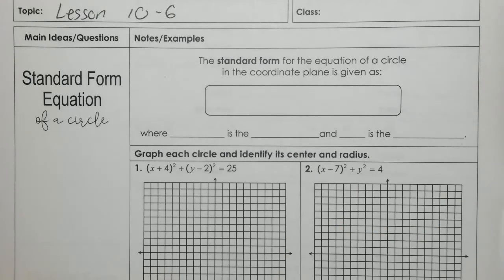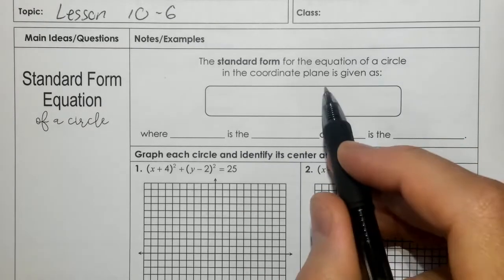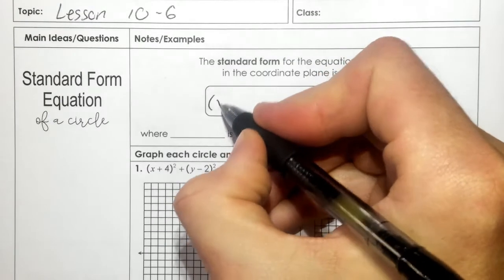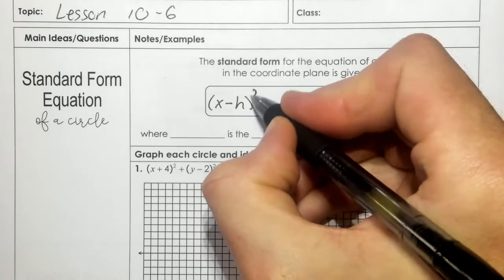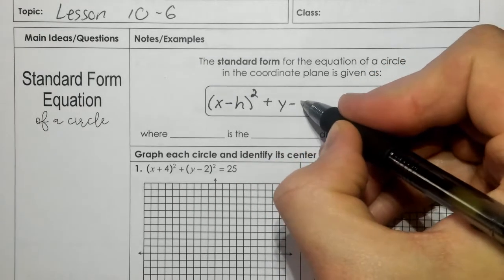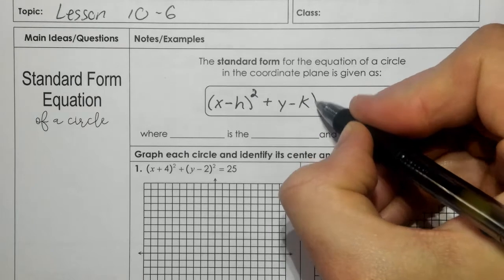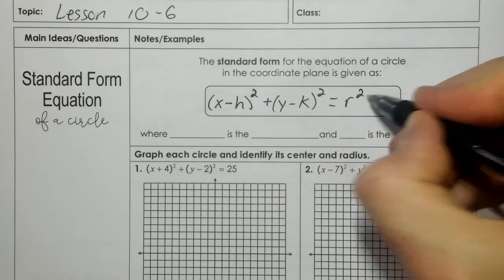So we're learning a new equation today. This is the equation for a circle. The standard form for the equation of a circle in the coordinate plane is given as (x minus h) squared plus (y minus k) squared equal to r squared.